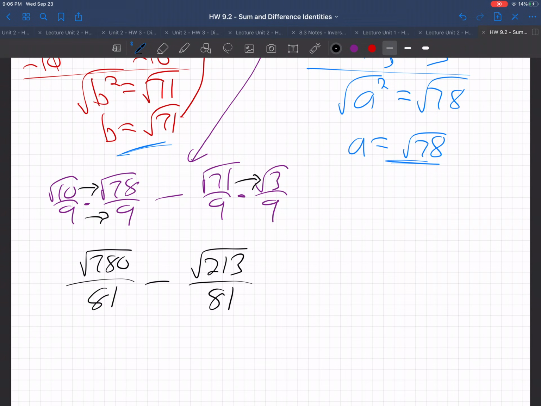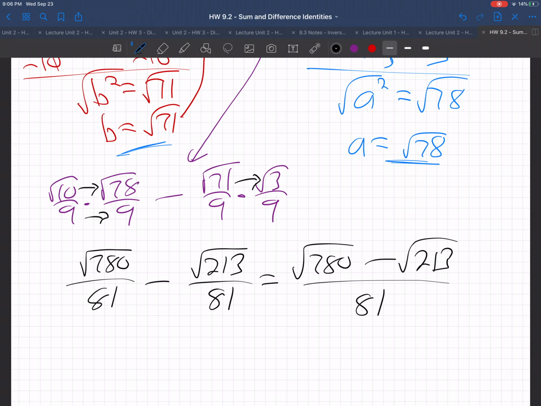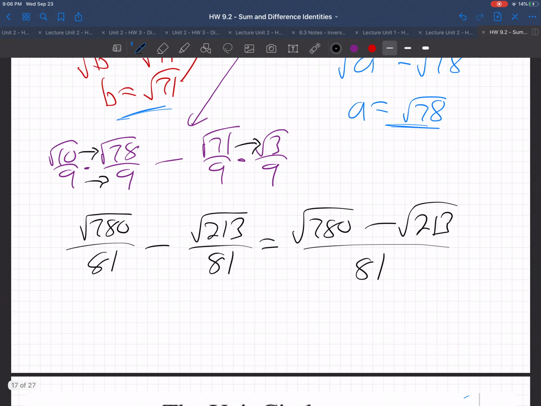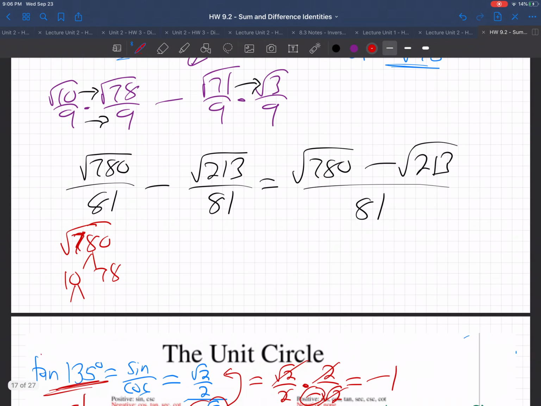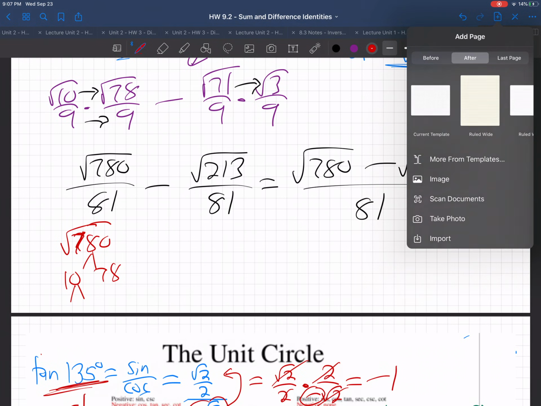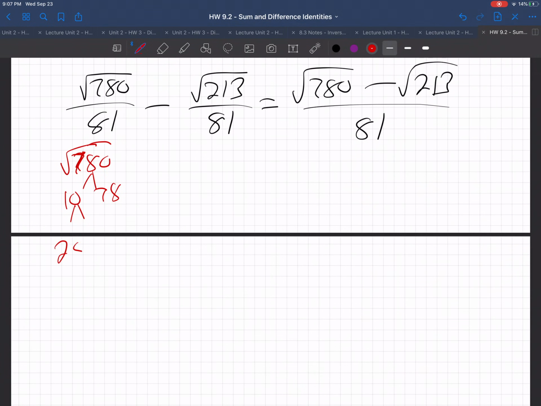Now, we can put that together. The root of 780 minus the root of 213 over 81. But there's one more thing we need to do. It might take the answer like this. It might. But you can actually simplify the root of 780. I don't know if you remember how to simplify square roots. But if you break it down, it's 10 times 78, isn't it? And 10 here, I'm kind of running out of room on this one. 10 is 2 times 5.